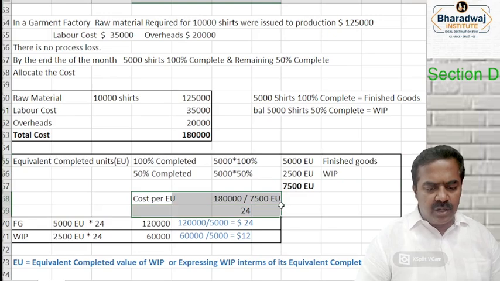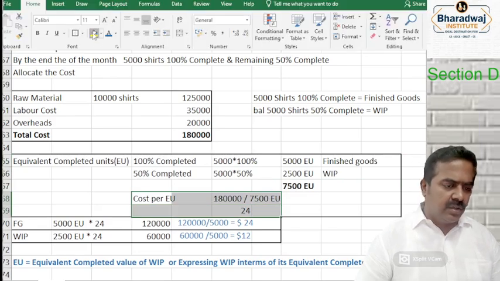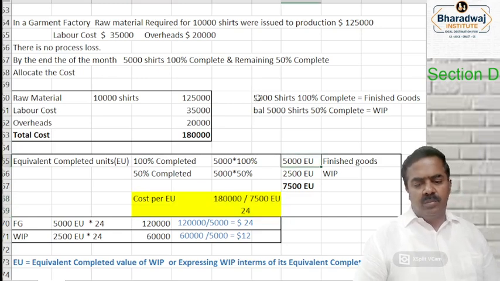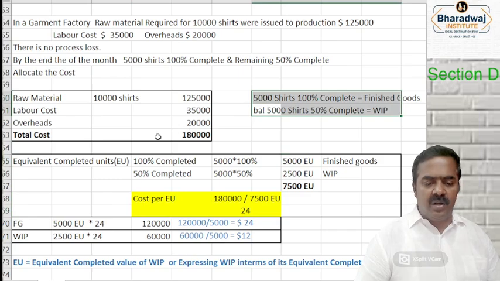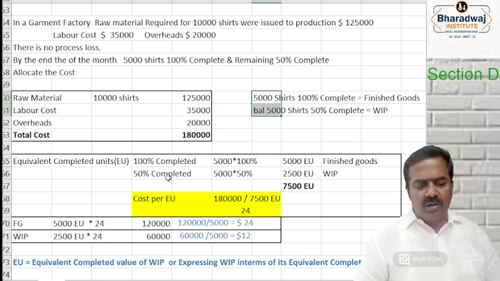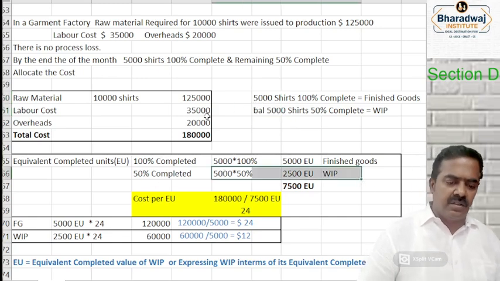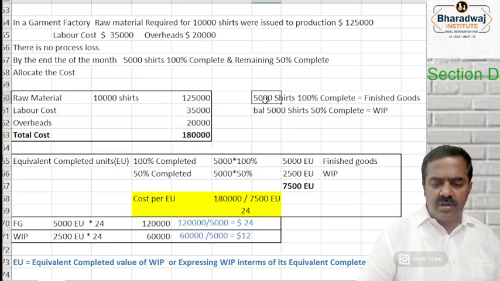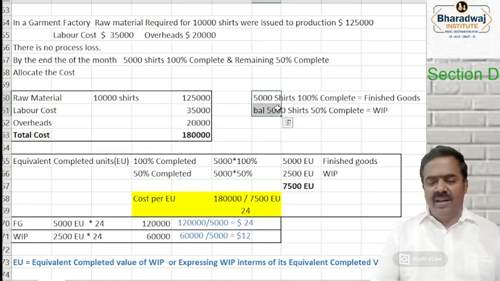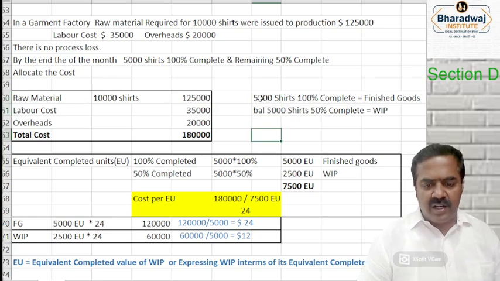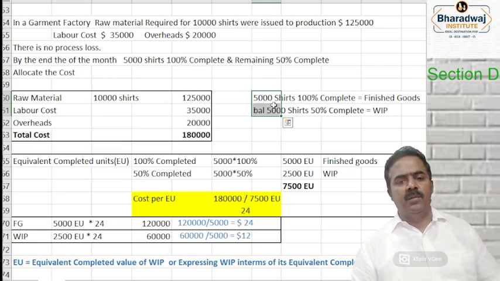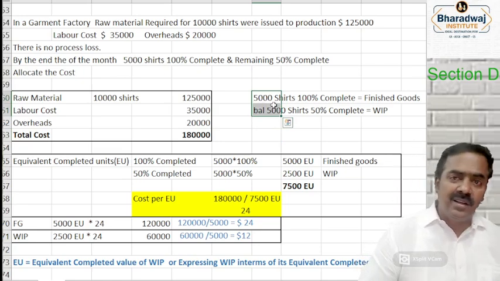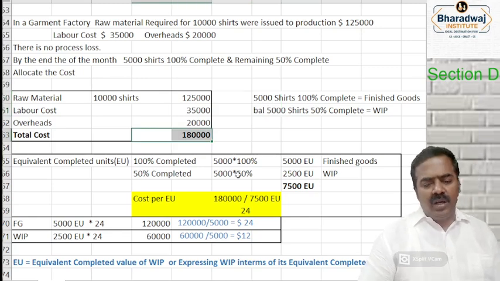Without working out the equivalent unit, if you assign the cost, both completed units as well as WIP will have the same cost. For example, 1,80,000 divided by 10,000, without calculating the percentage completion, will give us what? $18 per unit, $18 per shirt. So let it be a completed shirt or an incomplete shirt, it will have the same value. That's why we assign equivalent units.